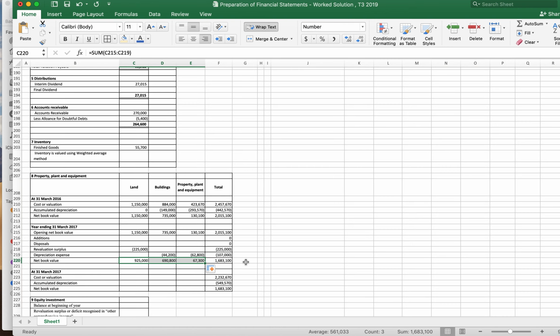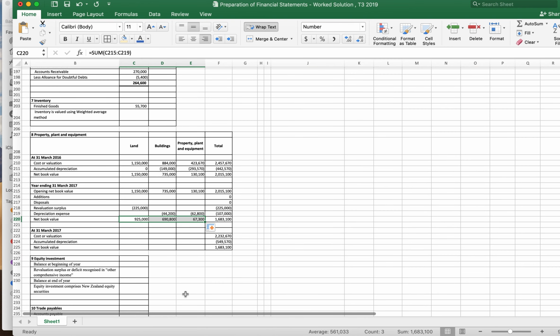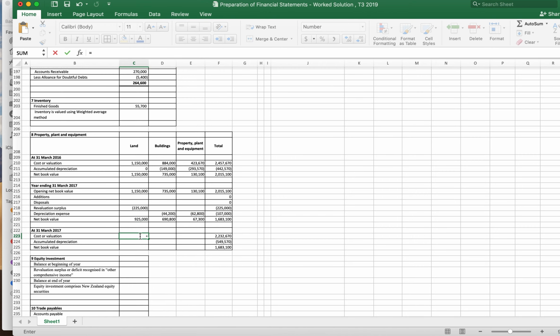Okay, so that's what the assets should look like at the end. This is a bit of a reconciliation. Cost or revaluation is still that, and that is still that. Accumulated depreciation is nothing. Accumulated depreciation is what you started with and the additional. That should equal what you started with plus the additional.